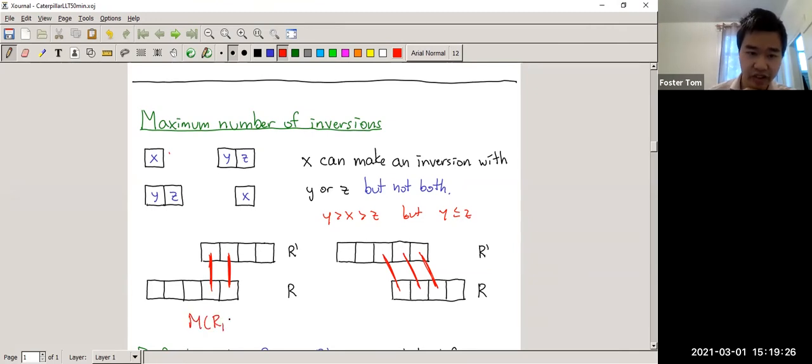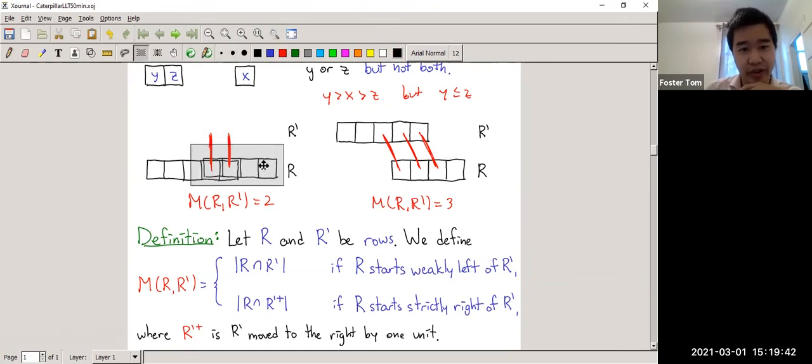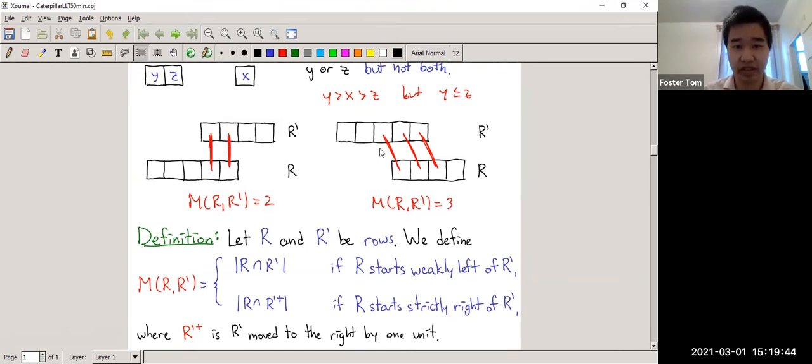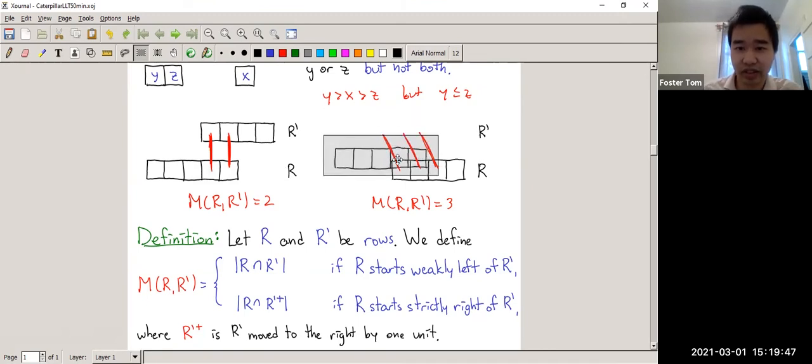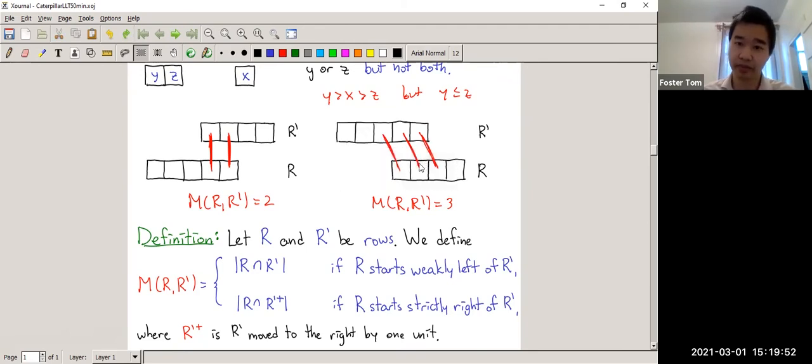So I define this integer m of r, r prime to just be the maximum number of inversions I can get between rows r and r prime. I've written out the definition properly here. Essentially, I'm just saying how much do these rows overlap. So these 2 rows overlap in 2 places. But if you start to the left, I want to shift 1 space to the left and see how much they overlap. But really what I'm doing is trying to look at the maximum number of inversions I can make, because this will tell me the maximum power of Q that will arise in the LLT polynomial.